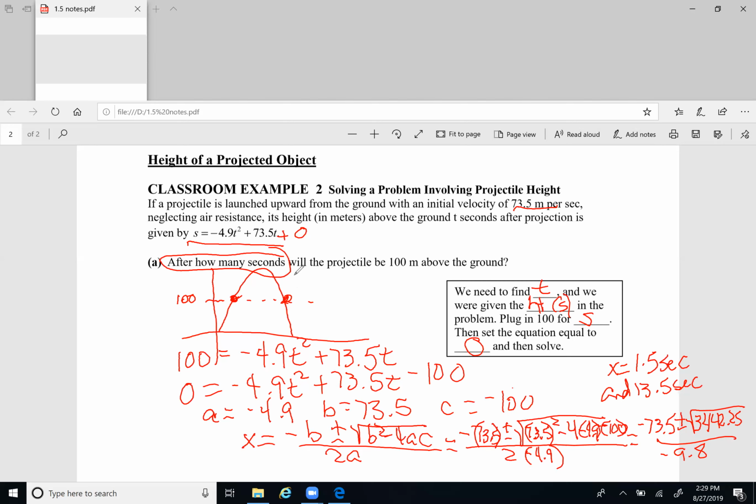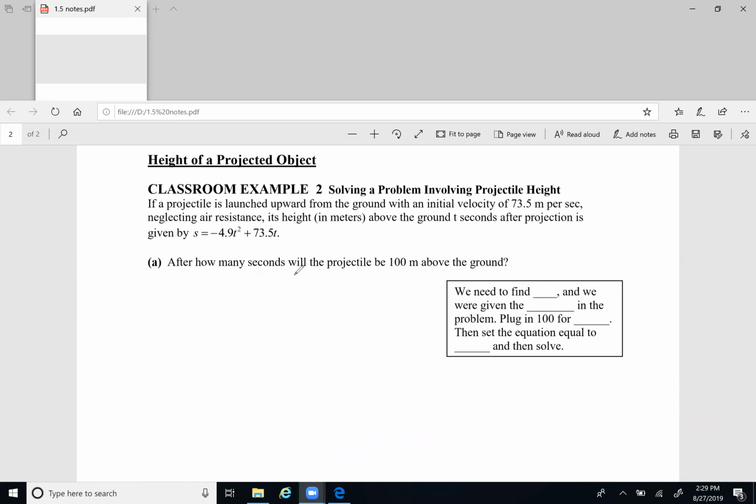Now, sometimes you may work it out and one of them's negative. Obviously, time can't be negative, so that one's not a viable answer. But this one gave us two possible times because it's going to hit 100 meters on the way up and it's going to hit 100 meters on the way down. Now, there is a second part to this question.